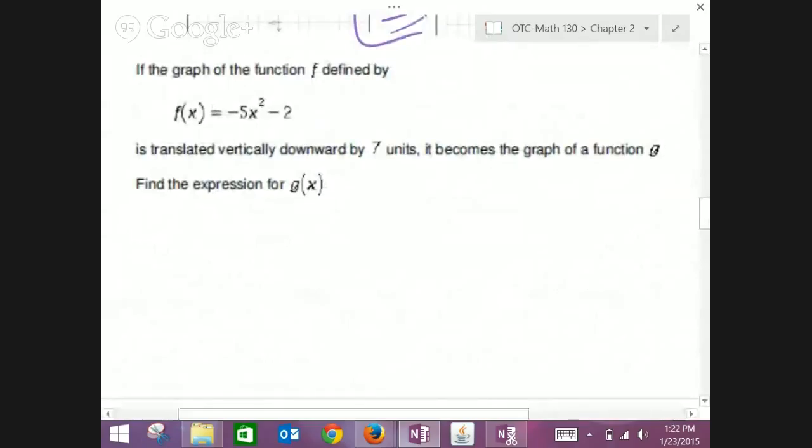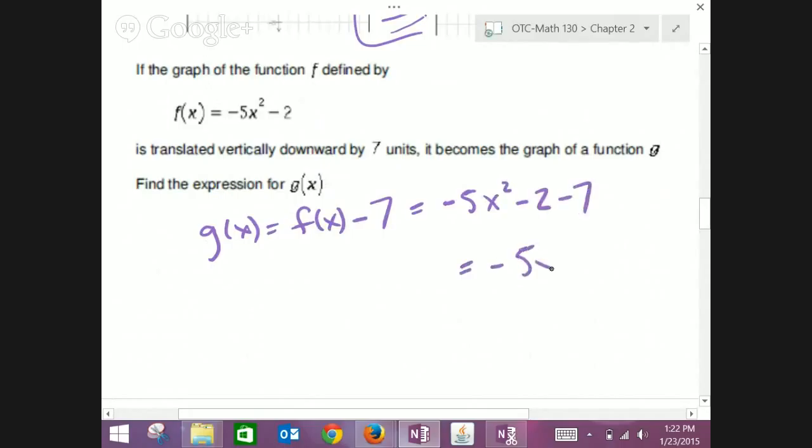If I had this graph of this function and I wanted to translate it vertically down 7 units, then it would look like the old graph minus 7, which would simply be minus 5x squared minus 2 minus 7, which is minus 5x squared minus 9. So that's what the new graph would be like.